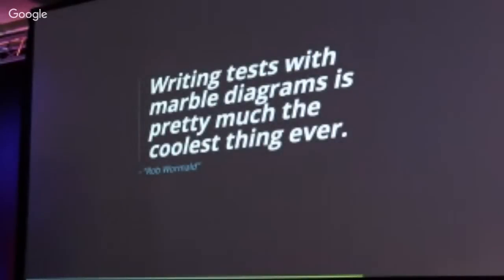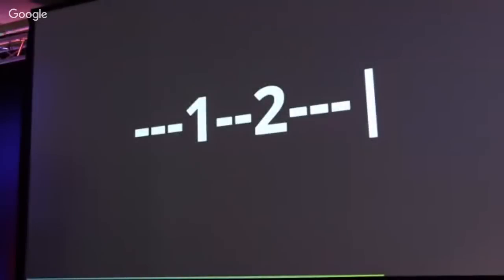So how do we test those things? One nice quote from Rob Wormald is that writing tests with marble diagrams is pretty much the coolest thing ever. I totally agree with him, but you probably say, what the hell are marble diagrams? They look something like that. It's a way to represent in a string value happening over time.